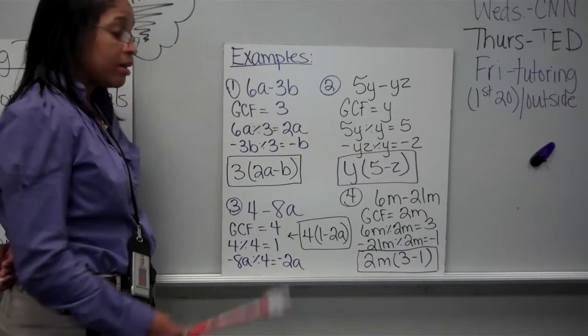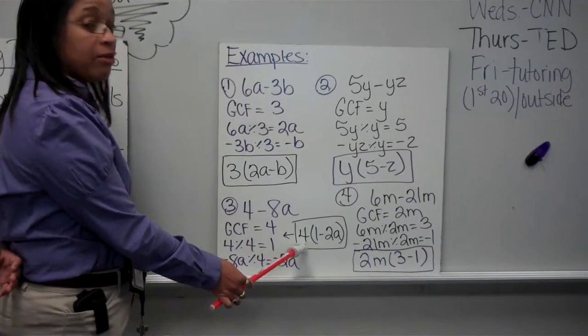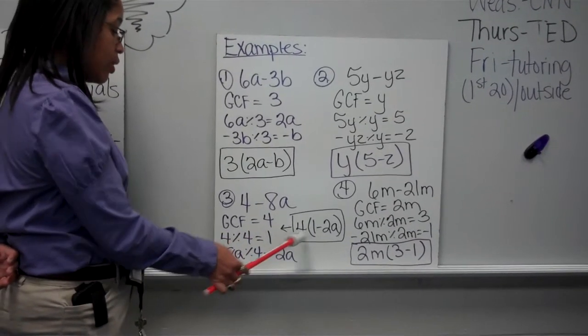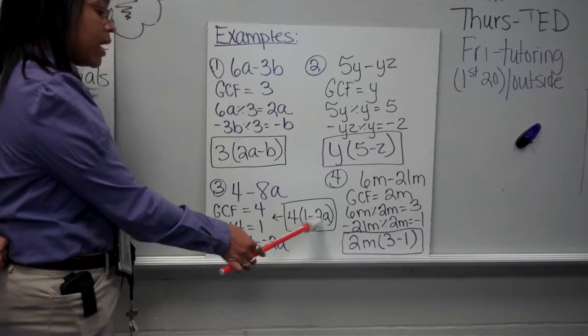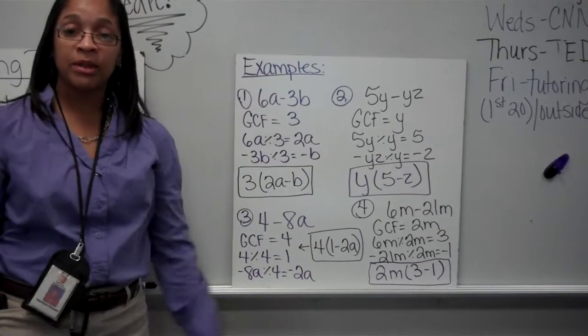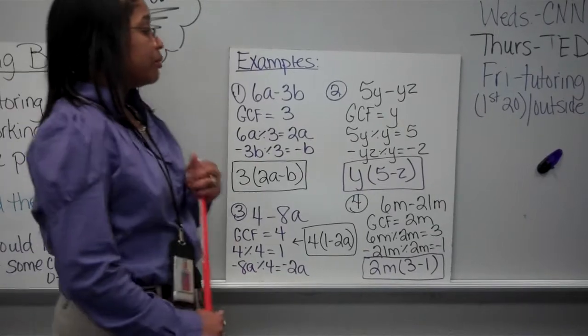If I write my final answer, I'm going to put my GCF out in front of the parentheses and the quotients inside the parentheses. So I'm going to have 4 times (1 minus 2a) inside the parentheses, and that's my final answer. Okay? Example number 3.